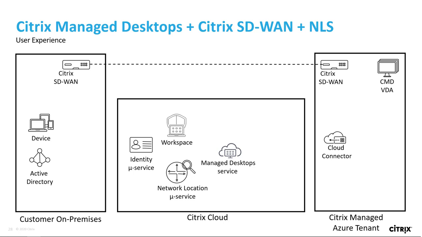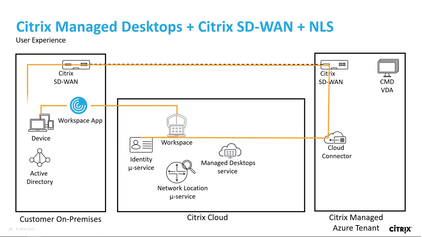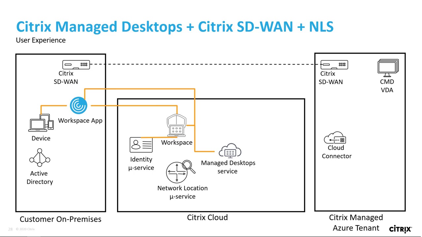Now let's see how Citrix managed desktops with Citrix SD-WAN and the network location service work together from the user perspective. The user launches Workspace app and it connects to Workspace service, which contacts the identity microservice to authenticate using available identity services. And if Active Directory is being used, it would contact the domain controller via Cloud Connector across the SD-WAN network. After authentication is complete, the Workspace app populates with approved resources. Then the user selects a CMD desktop within the Workspace app and contacts Workspace service.